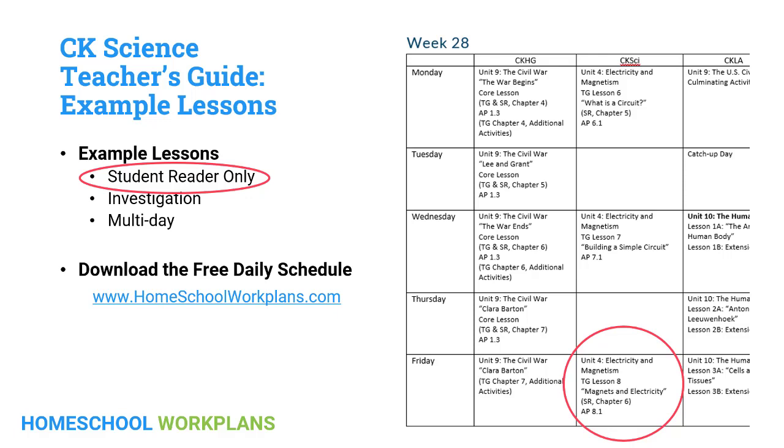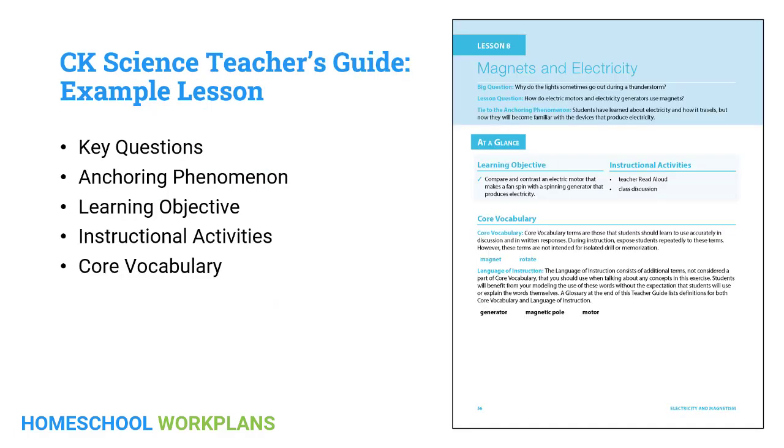So let's jump to Lesson 8 in the Teacher's Guide. I'm going to show you how this lesson works. Every science lesson starts with an overview page just like this one. Right up here at the top, you'll see the big question for the unit, the lesson question, and the tie to the anchoring phenomenon. Okay, that last one is to help orient you at the start of the lesson to what the student has learned so far in the unit, and that information will serve as the jumping off point for this lesson. Now, just below that on the left, you'll see the learning objective. For this lesson on magnets and electricity, the learning objective is to compare and contrast an electric motor that makes a fan spin with a spinning generator that produces electricity.